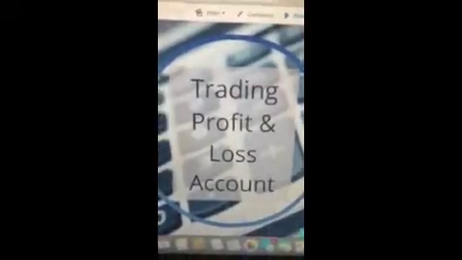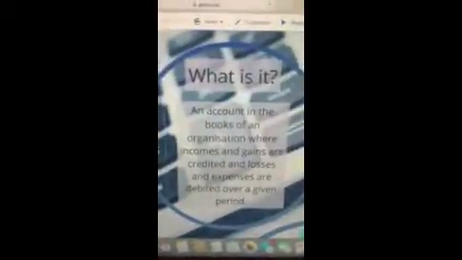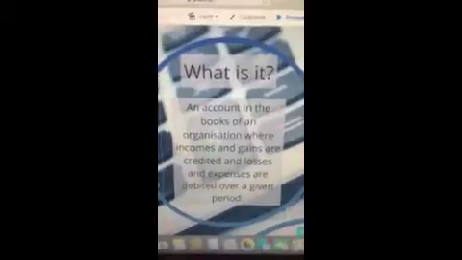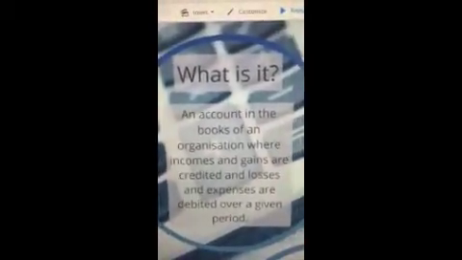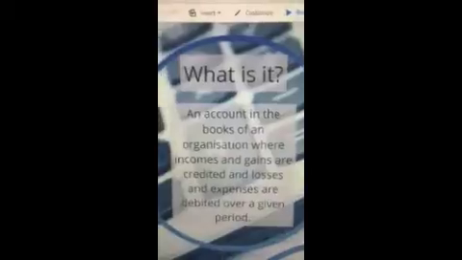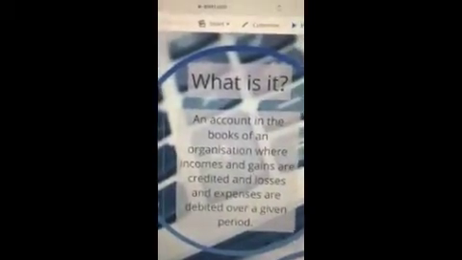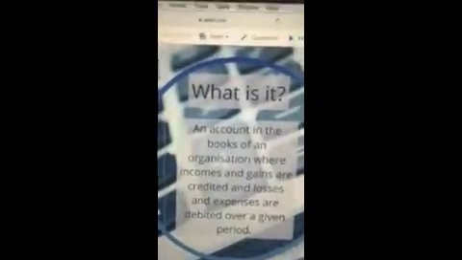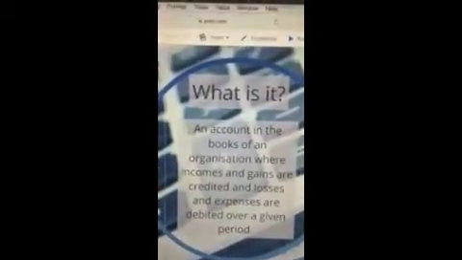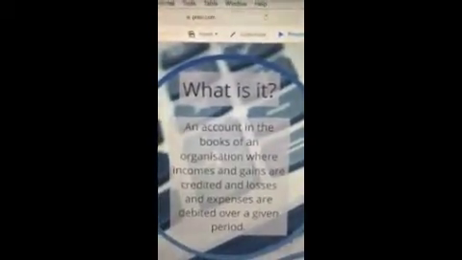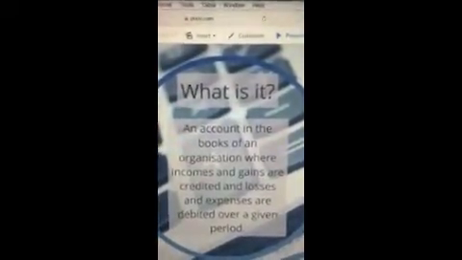A trading profit and loss account definition: an account in the books of an organisation where incomes and gains are credited and losses and expenses debited over a given period. The trading account is used to determine the gross profit or loss of a business and used to indicate how much they match their sales revenue for a certain period with the cost of those goods sold for the same period. This can be represented in this simple equation: gross profit equals sales revenue minus cost of goods sold.